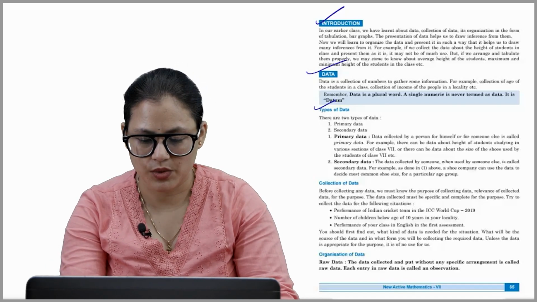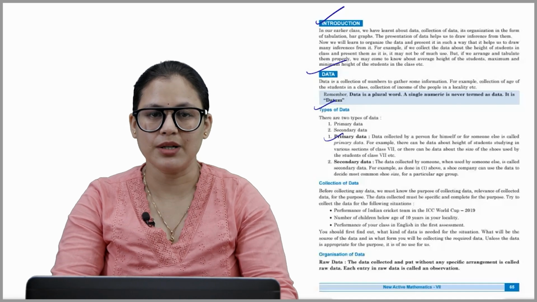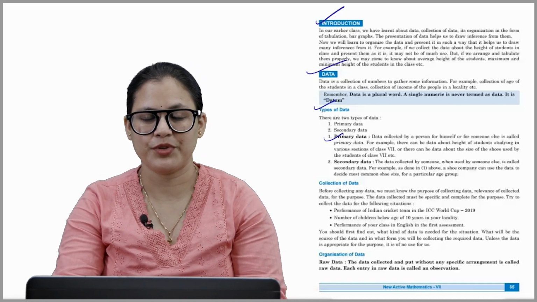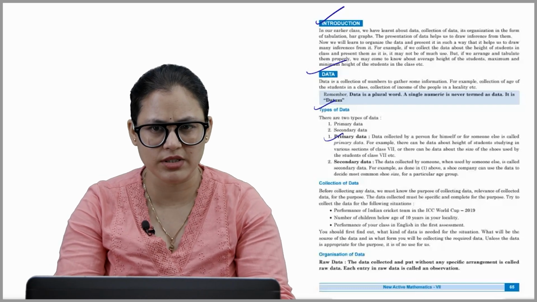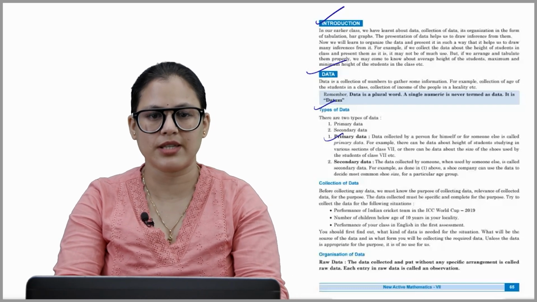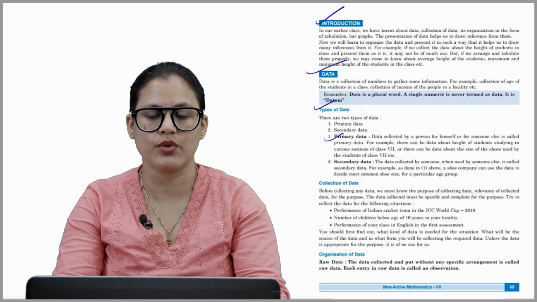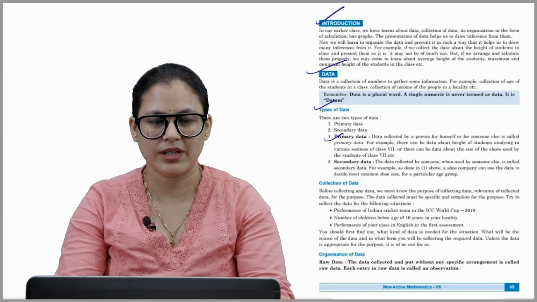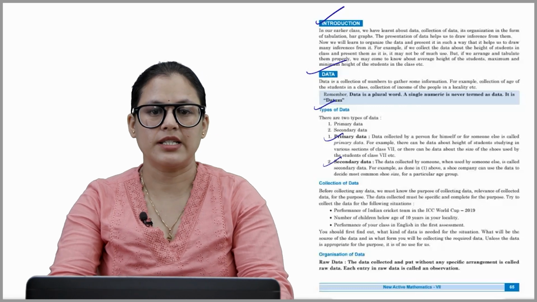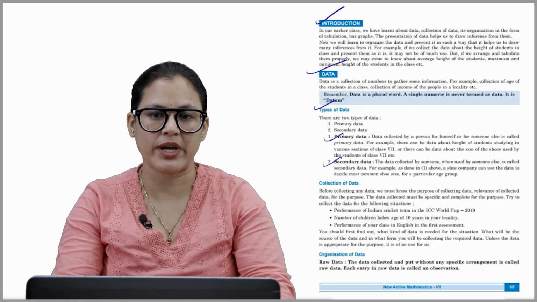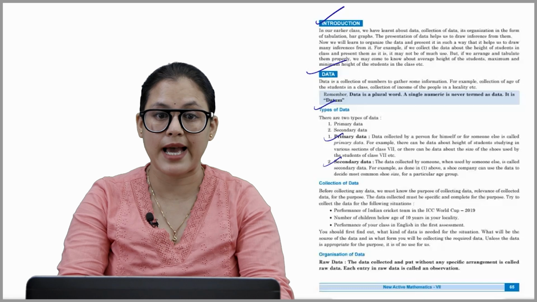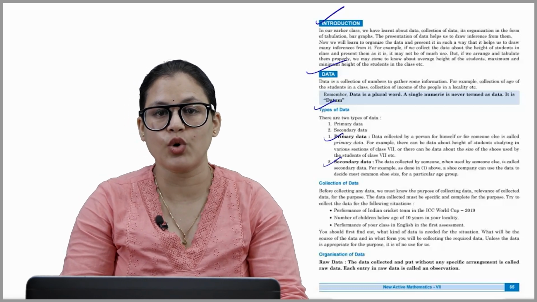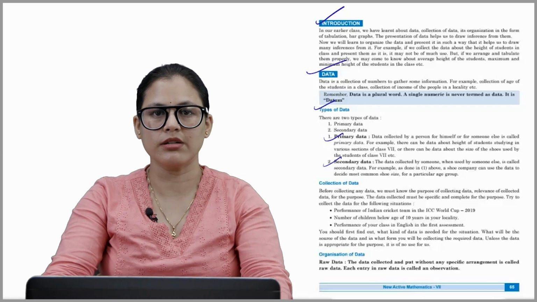Primary data. What is primary data? Data collected by a person for himself or for someone else is called primary data. For example, there can be data about height of students studying in various sections of class 7, or there can be data about the size of the shoes used by the students of class 7, etc. Number two, secondary data. The data collected by someone when used by someone else is called secondary data. For example, as done in one above, a shoe company can use the data to decide most common shoe size for a particular age group.